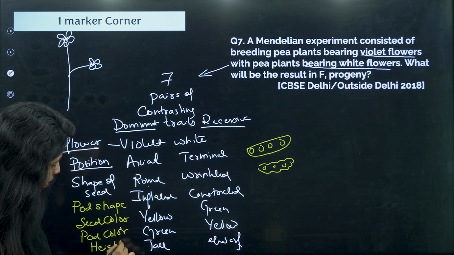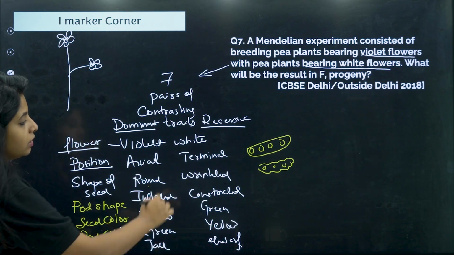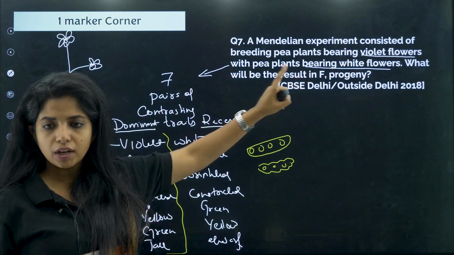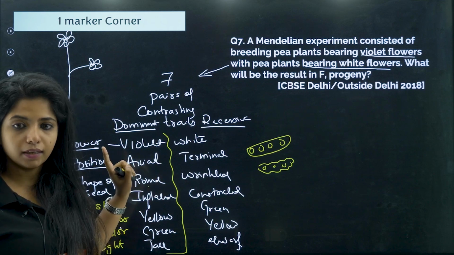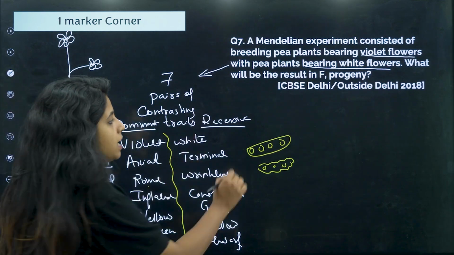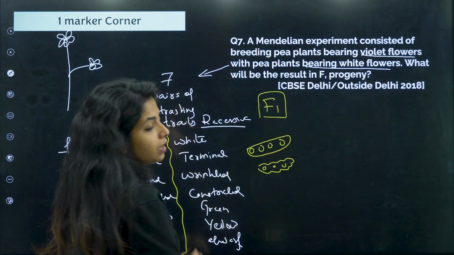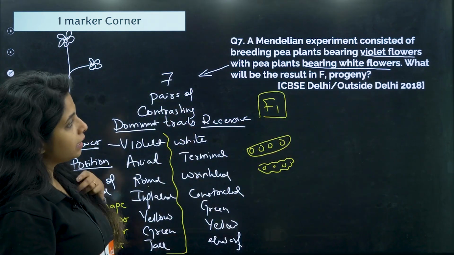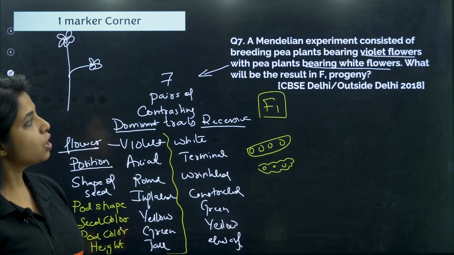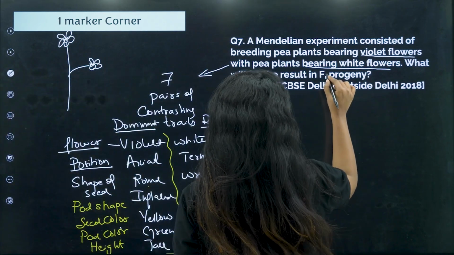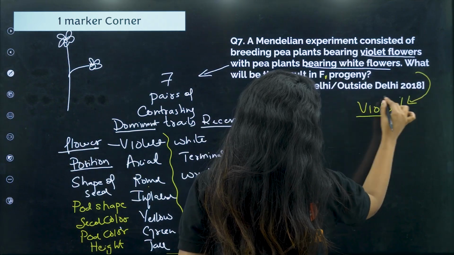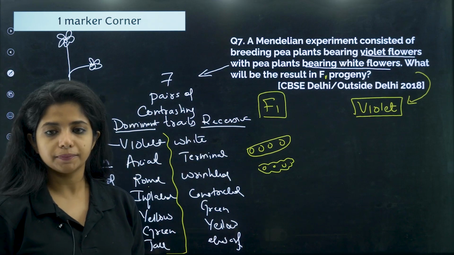So these are the 7 pairs, and Mendel already showed that the characters you see over here are all dominant. That means these traits will be shown up in the F1 generation. So a Mendelian experiment consisted of breeding pea plants bearing violet flowers with pea plants bearing white flowers. What will be the result in F1 progeny, my children? All of them will be violet because violet is dominant. All of them will be violet in color.